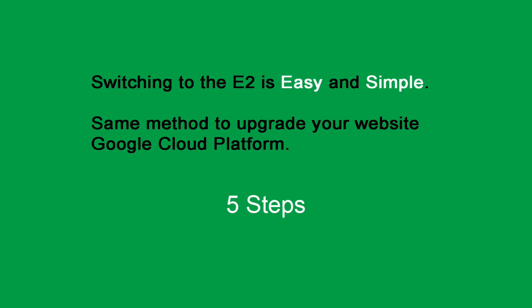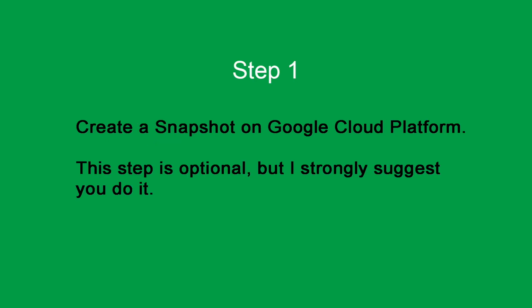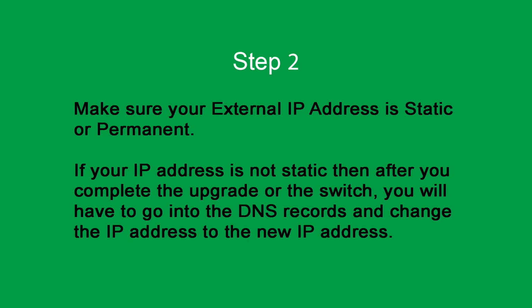Switching from an F1 micro instance to an E2 micro instance on Google Cloud Platform is easy and simple. You use these 5 steps to upgrade your instance. Step 1. Create a snapshot on Google Cloud Platform. This step is optional, but I strongly suggest you do it. Step 2. You must make sure your external IP address is static or permanent. If your IP address is not static, then after you complete the upgrade or the switch, you will have to go into the DNS records and change the IP address to the new IP address.